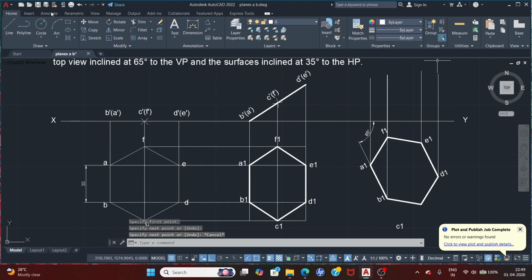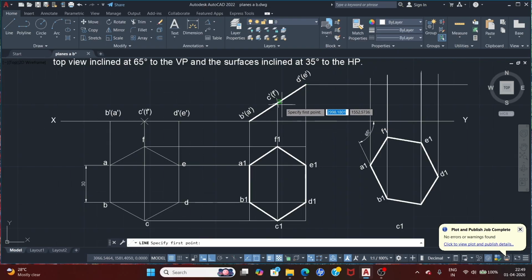D1, next C1. Okay. So observe the difference. Don't confuse. Okay. So already the A dash B dash projection line is in the XY, so no need to draw it again.